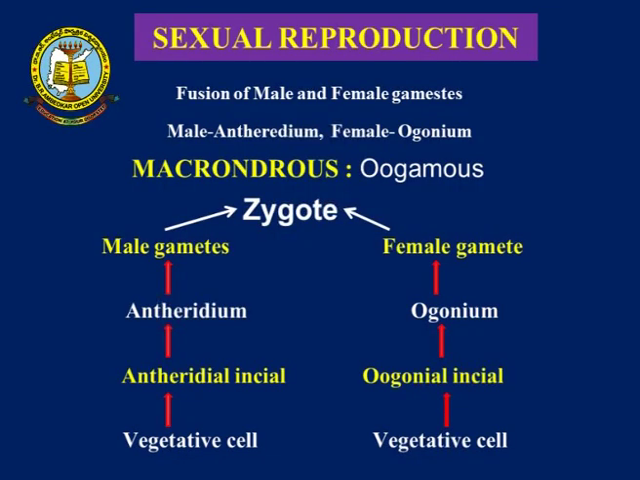Like spore formation, gamete formation is also the same. If you see in this slide, before gamete formation, the vegetative cell metamorphoses into an antheridial initial when it enlarges in size. After that the antheridial initial develops into an antheridium. Inside the antheridium, male gametes are formed. Likewise, the same vegetative cell becomes the oogonial initial, the oogonium, and the female gamete.